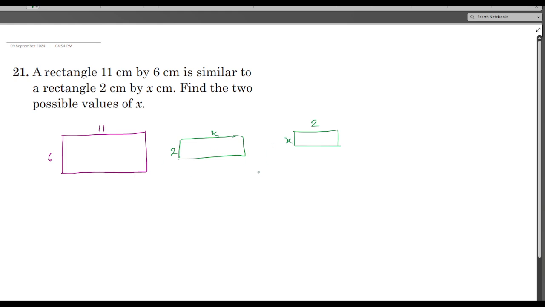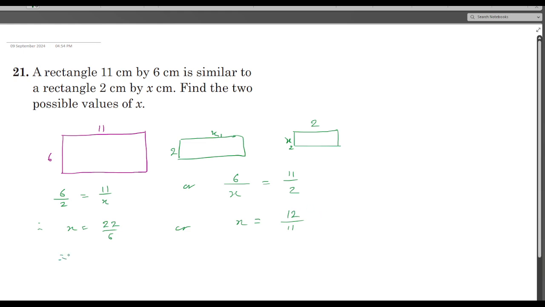Okay, so as they are similar, let us consider this as x1 and this as x2. So in the first case I can say that 6 divided by 2 will be equal to 11 divided by x, or 6 divided by x will be equal to 11 divided by 2, and therefore here I have x is equal to 22 divided by 6, or x is equal to 12 divided by 11.